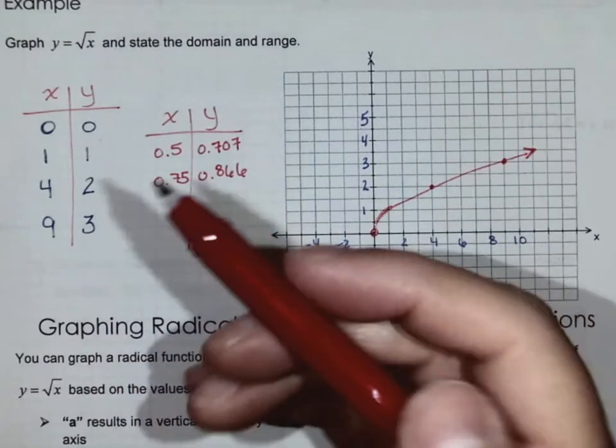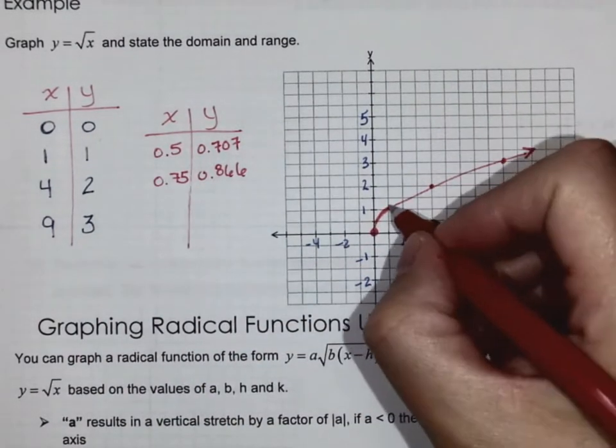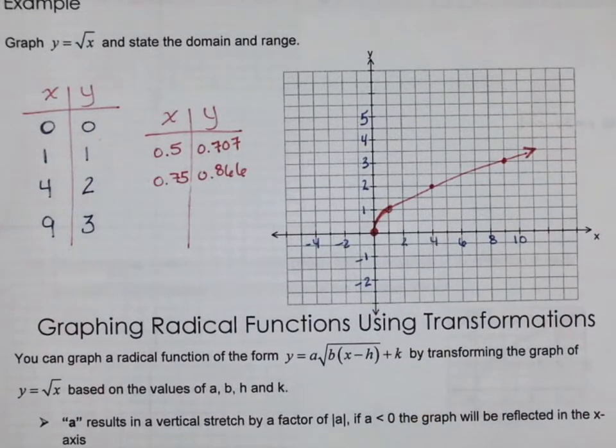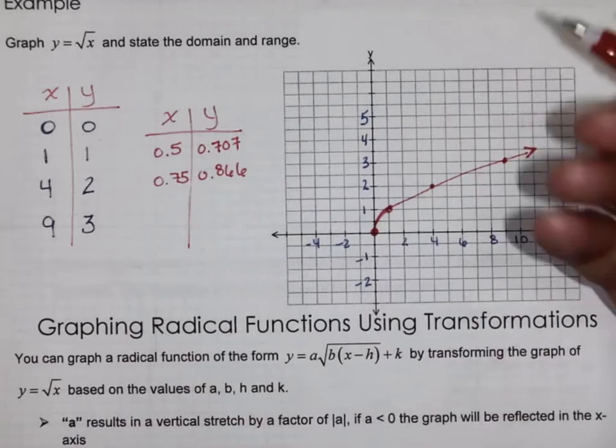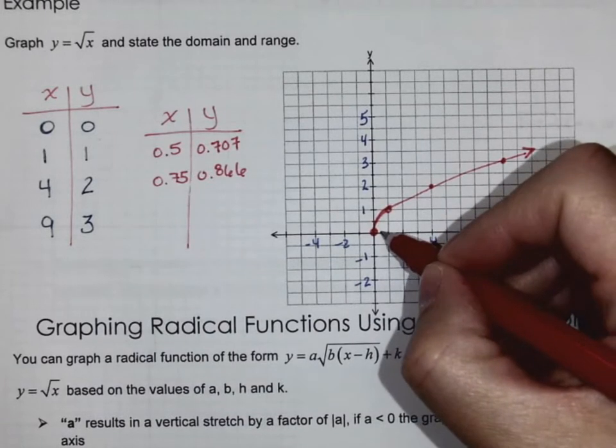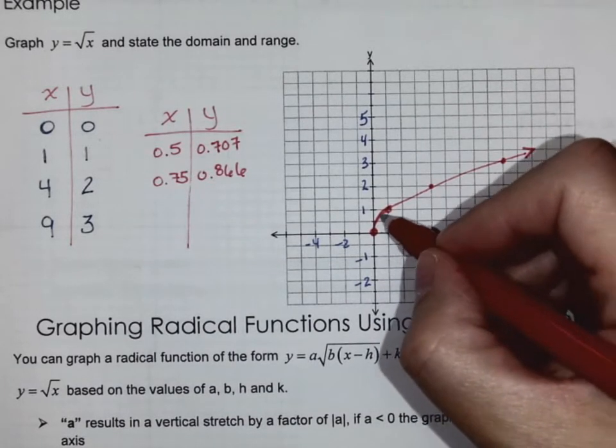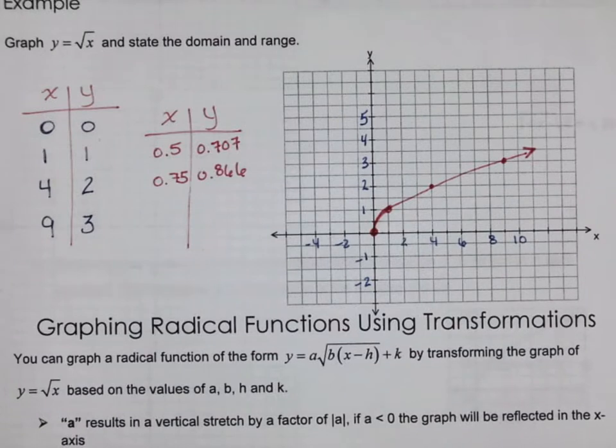So here's the thing. At (0, 0), it's the same point. And at (1, 1), it's the same. The x and the y are the same values. But what do you notice here? At 0.5, I'm at 0.7. They're not the same, right? It's not linear.